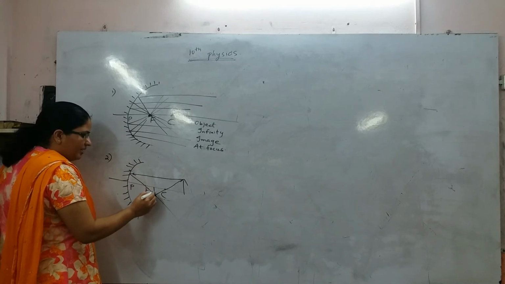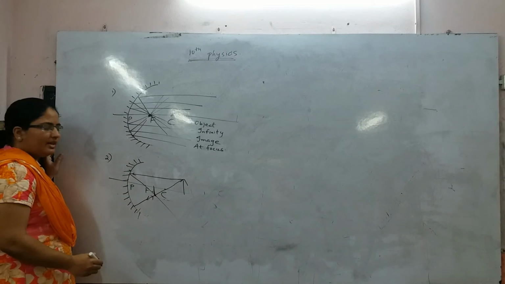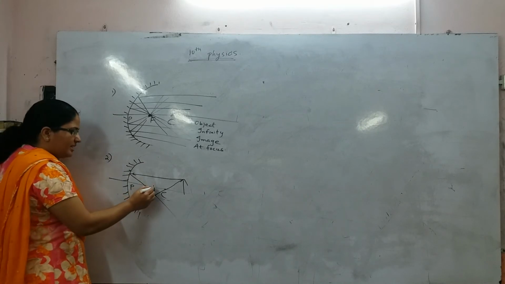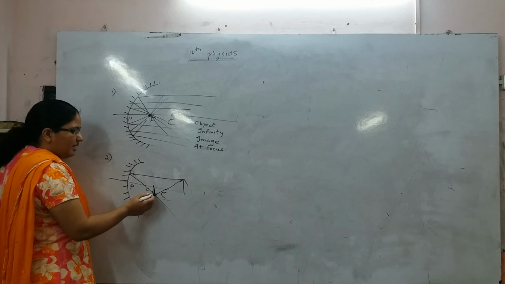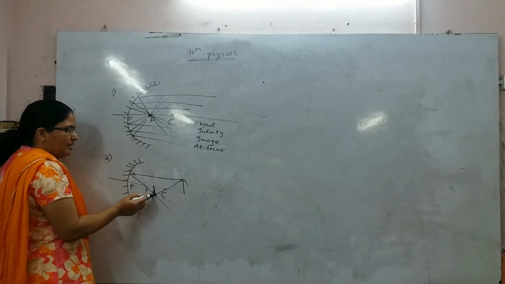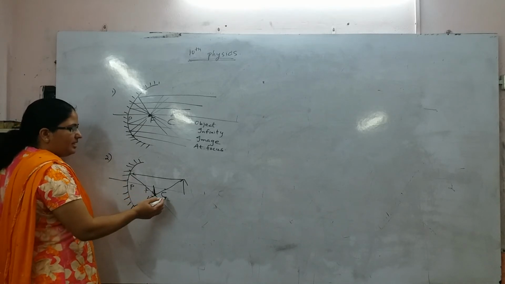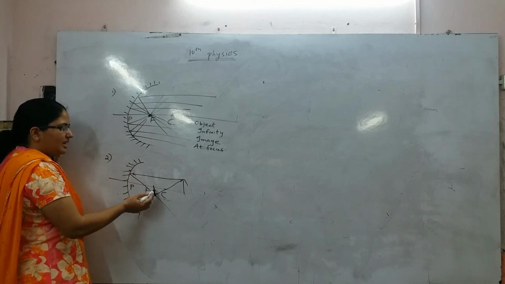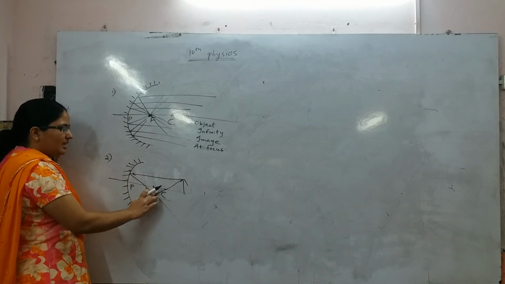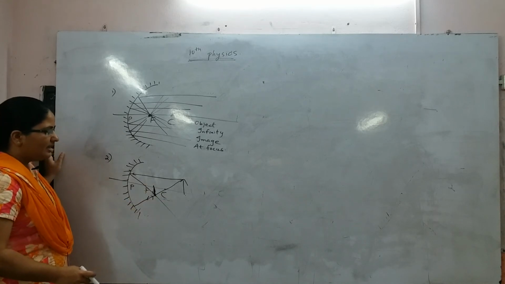So from here you have to draw a perpendicular. That will give you the image. So here this line represents the image. What do you observe in the image? The image is inverted, the image is diminished, and it is real. The image is formed between F and C. When you are keeping the object beyond C, the image is formed between F and C. It is diminished and it is real.